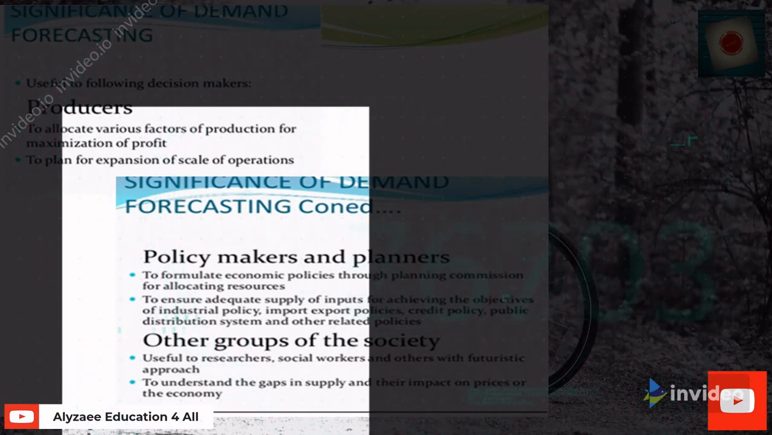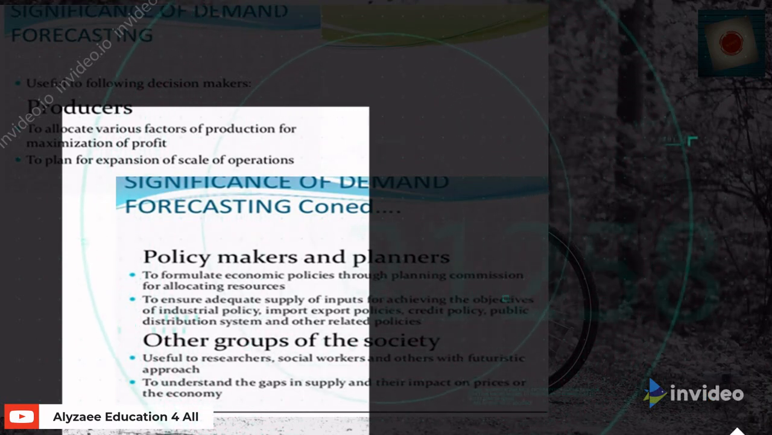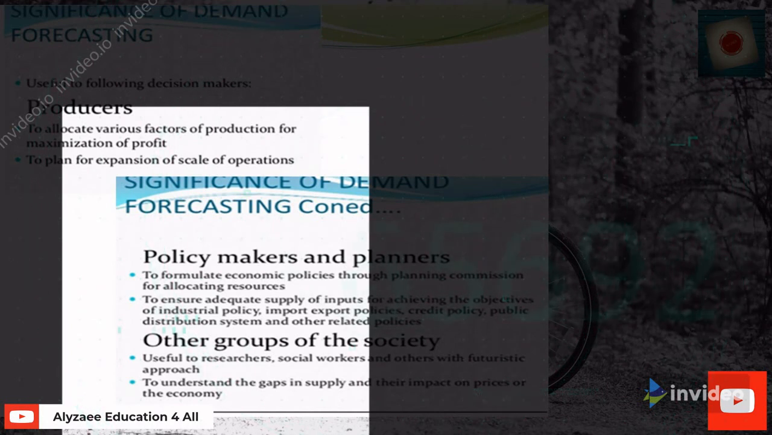Other groups of society, such as researchers, social workers, and others, find it useful for a futuristic approach to understand the gap in supply and its impact on the price or the economy. So this was just an overview to have a better understanding of this particular point.